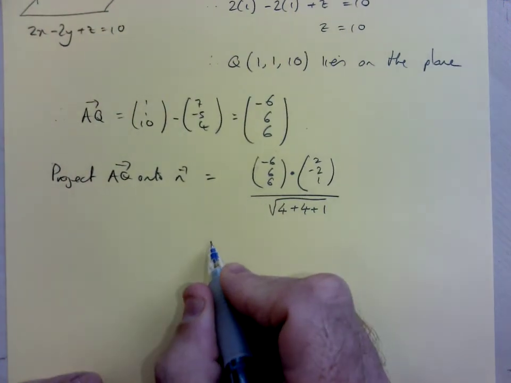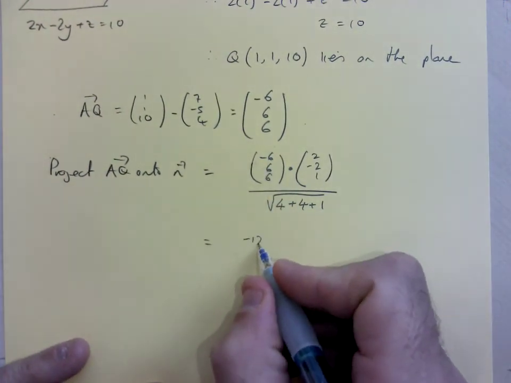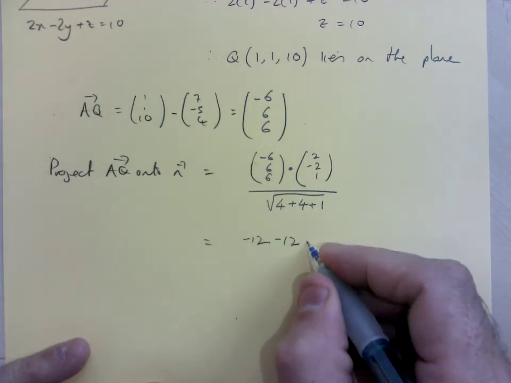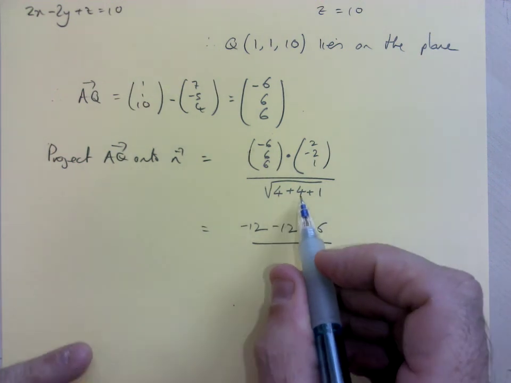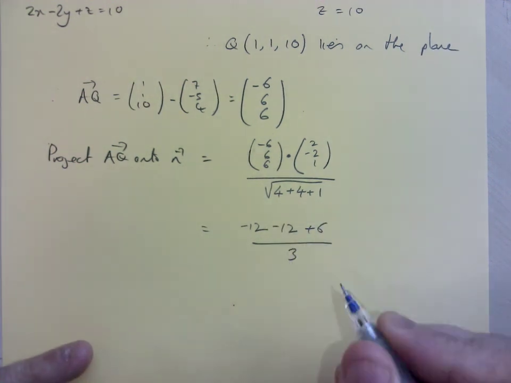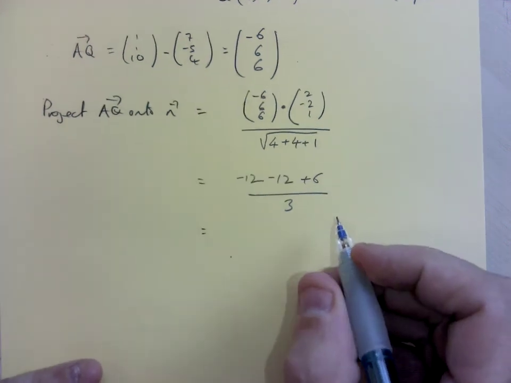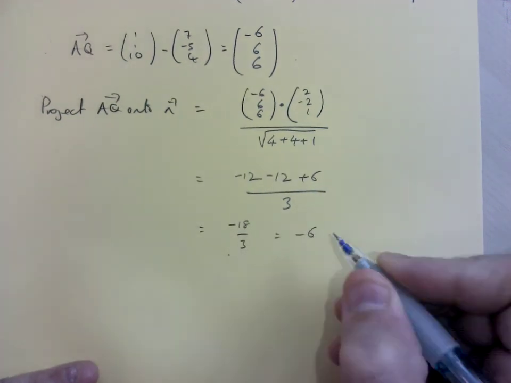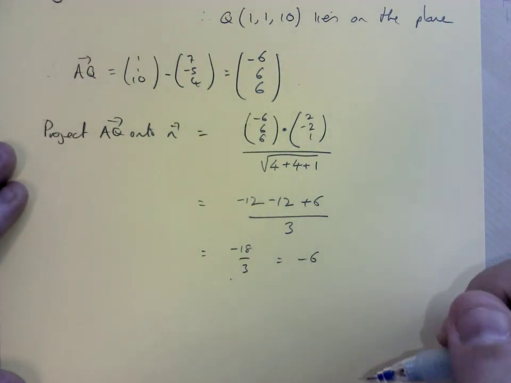And now I can figure this out. Hopefully I get the same answer as before. What have I got here? I've got -12. I've got another -12. And I've got plus 6, divided by root 9, which is 3. What does this turn out to be? That's -18 over 3, which is -6. And of course, remember, the distance is going to be the absolute value of that.